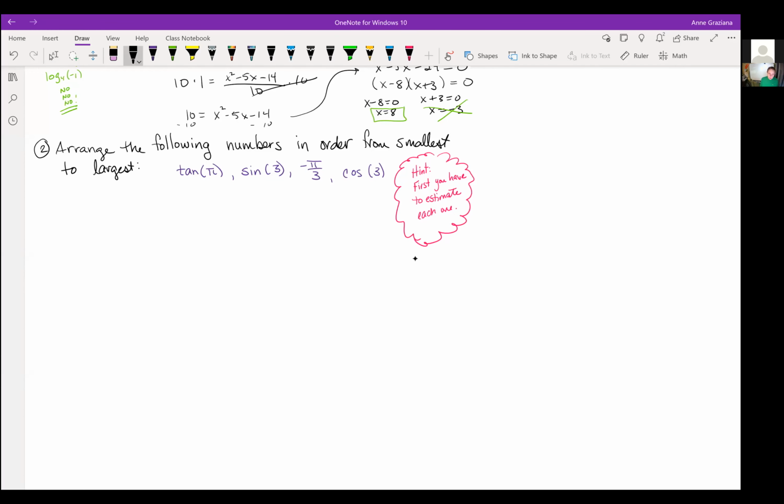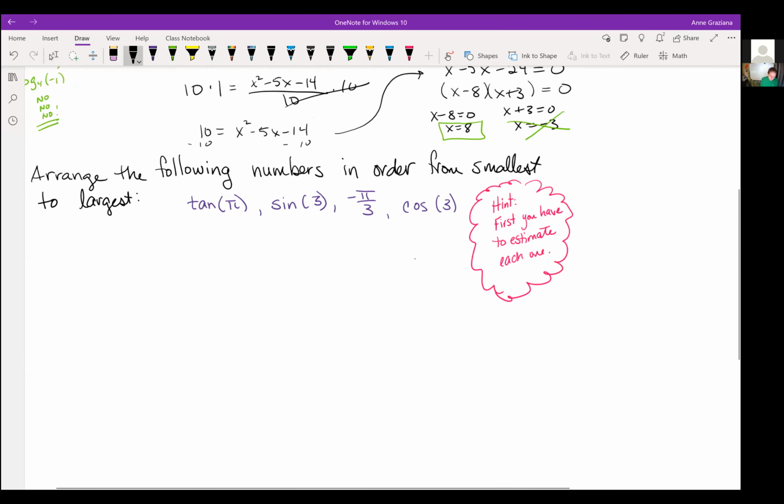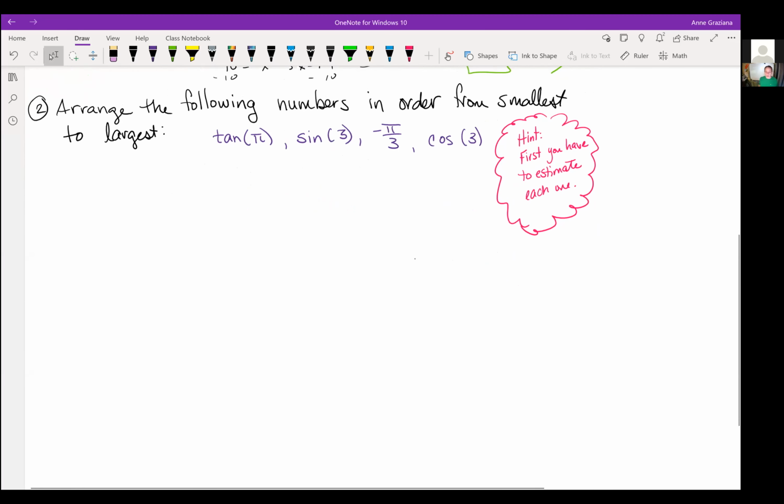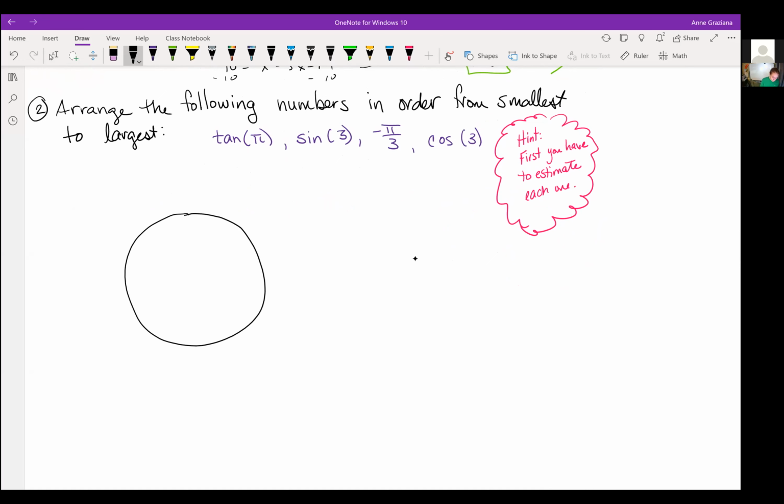All right, so on the second one, this incorporates what we did last week with introducing the unit circle. Let's just review our unit circle for a minute, and you have to know this. You must have all these parts memorized.